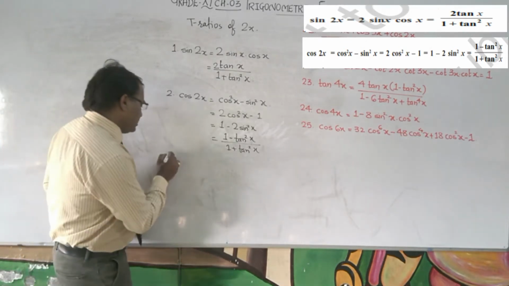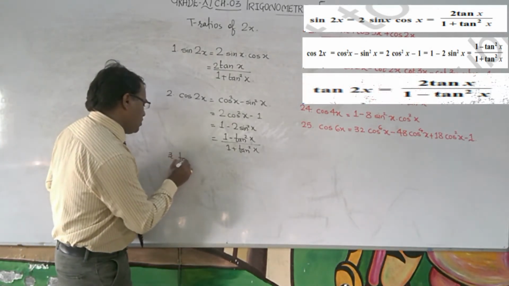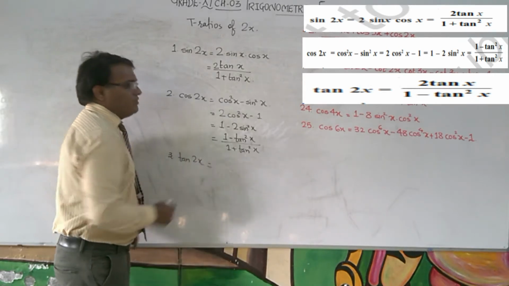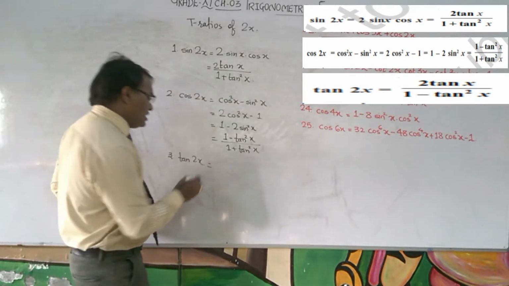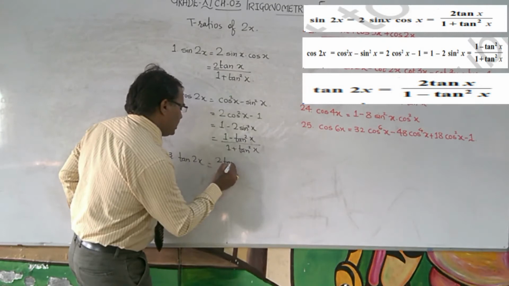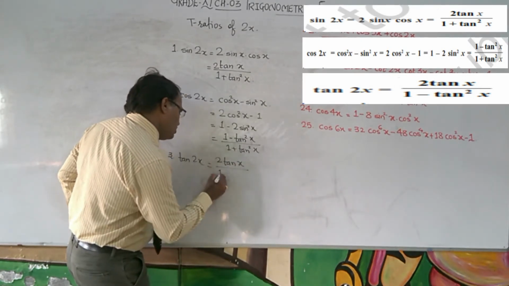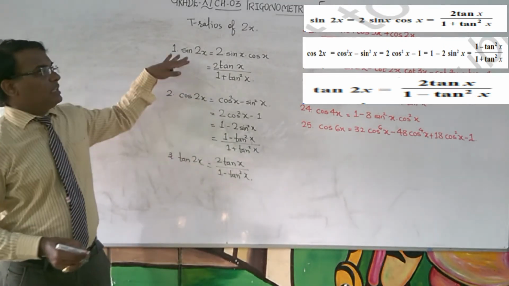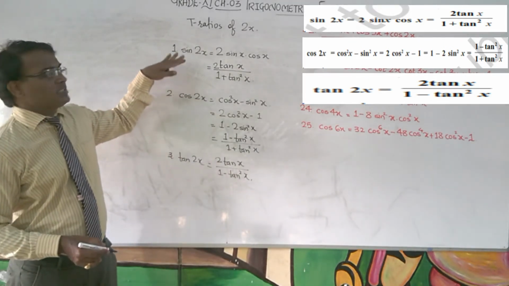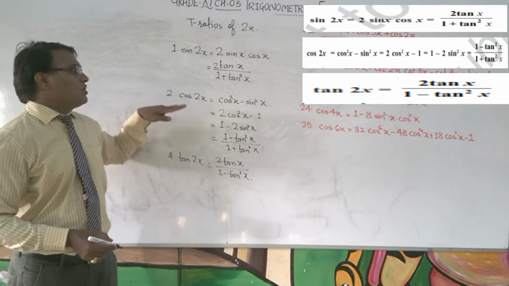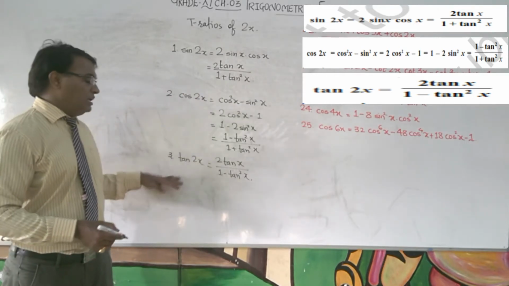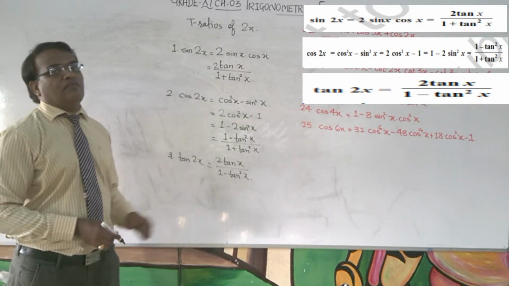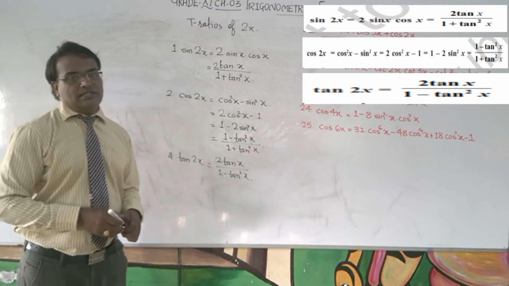After that the next formula is tan 2x, which is 2 tan x upon 1 minus tan square x. So whenever the sum is using sin 2x, we have to use this, for cos 2x we have to use this, and if it is tan 2x, then we have to go with this formula.